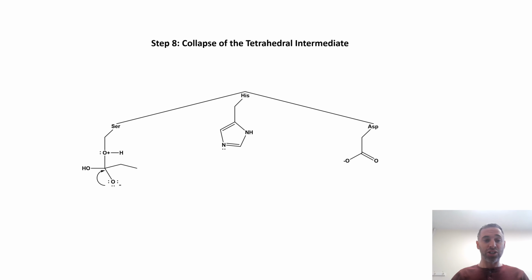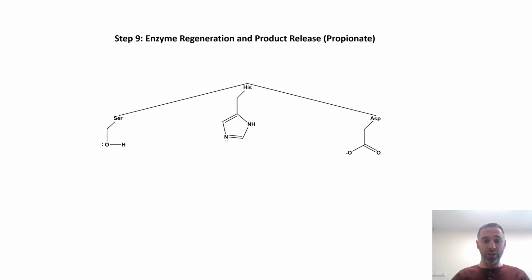One pair of electrons in the oxygen will reform the C=O. The bond between the C and the O will break, go onto the oxygen as one pair of electrons, neutrally charging it as propionate or propionylic acid.